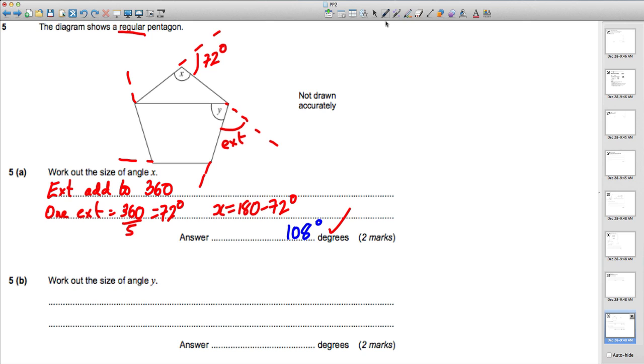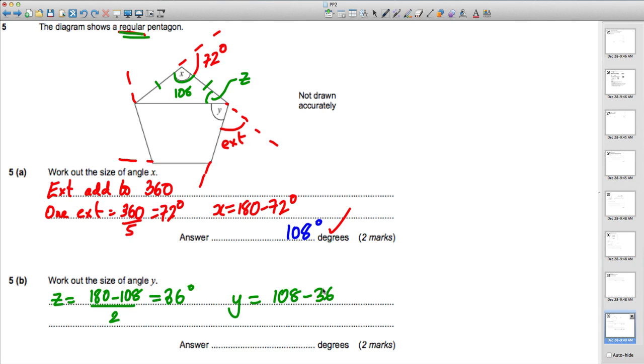Now, if you look at this here, if you now know that this here is 108 degrees, and you know this shape is regular, so all the sides are the same, this is an isosceles triangle, okay? So you could work out that angle there, let's call that z. So z must be equal to 180, subtract 108, divided by 2 for each one, and that'd be 36 degrees. And if you know that's 36, and the whole of that was 108, therefore y must be equal to 108, subtract 36, which is equal to 72.